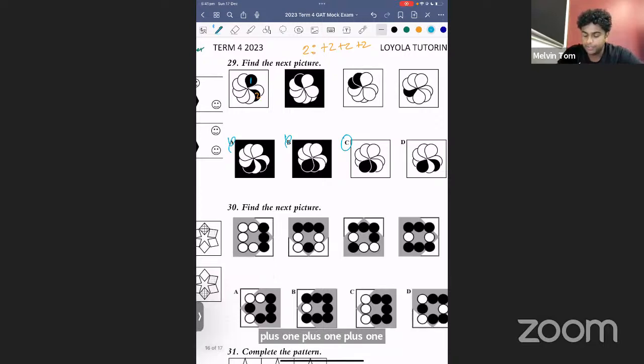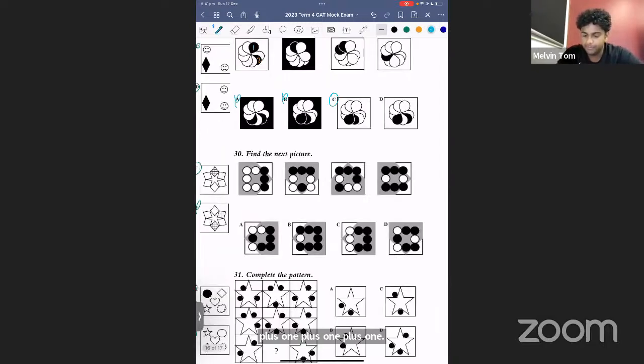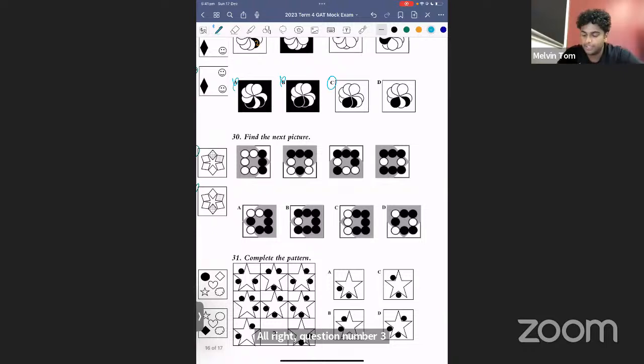All right, question number 3. It looks very hard, but it's actually a very easy question. It is 3 black dots, 4 black dots, 5 black dots, 6 black dots, 7 black dots. Easy as pie.